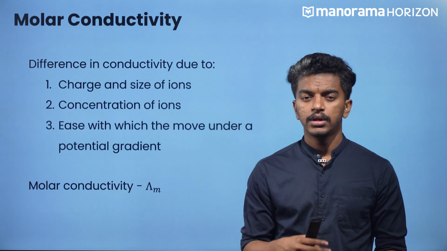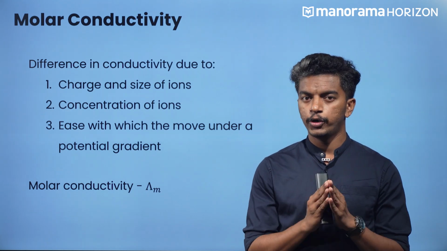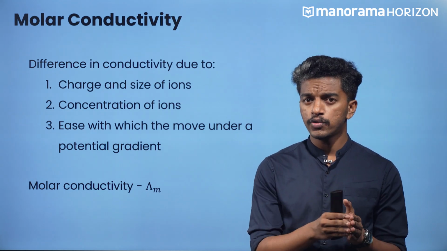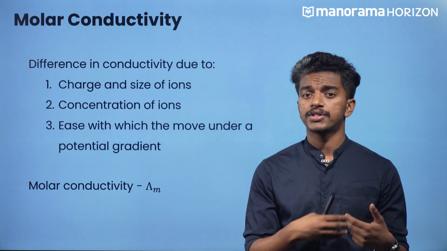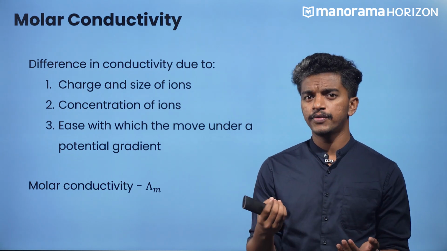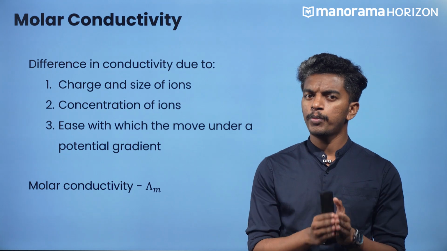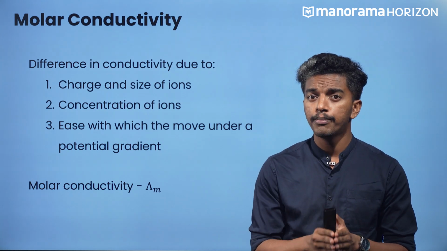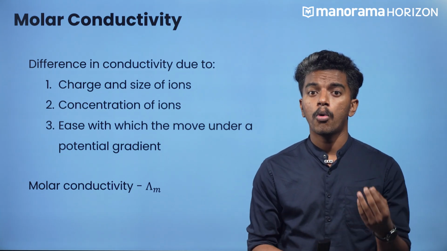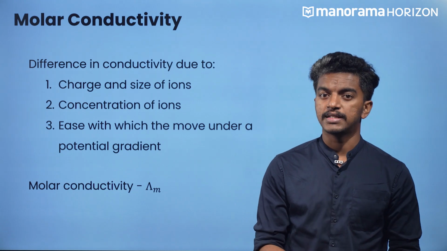Even if you measure the conductivity of different electrolytes in the same solvent and at a given temperature, there will be differences. This might be due to the charge and size of the ions in which they dissociate, the concentration of ions, or the ease with which the ions move under a potential gradient. It therefore becomes necessary to define a physically more meaningful quantity called molar conductivity, denoted by the symbol lambda m.